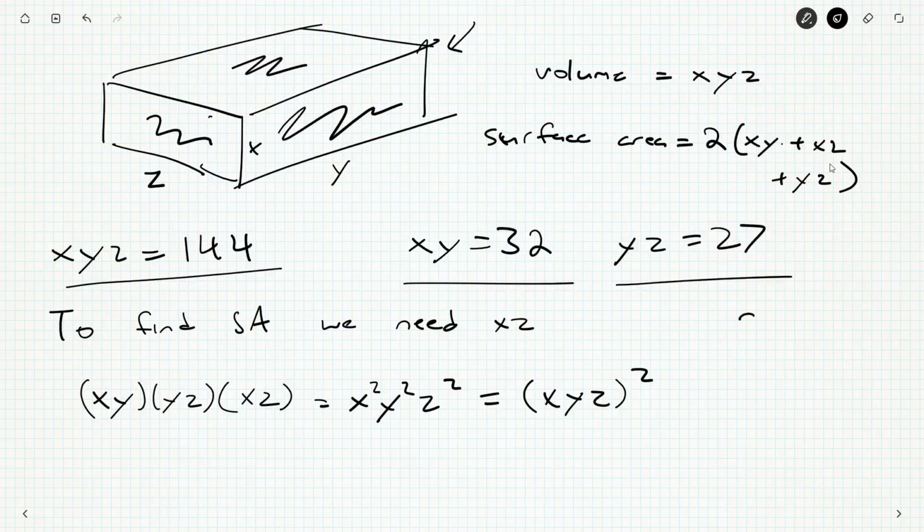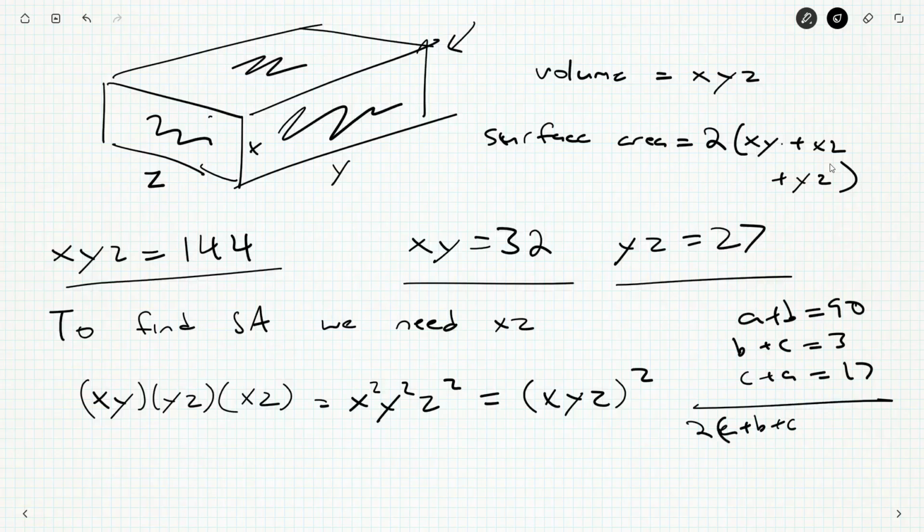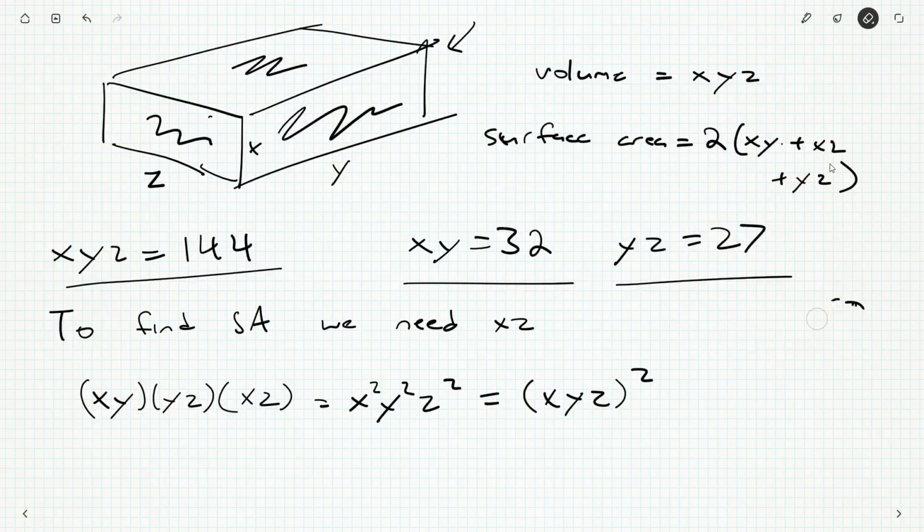Okay? You see this a lot with questions where you can write, AB is 90, B plus C is 3, and C plus A is 17. Add them all up, you'll get an expression for twice A plus B plus C, and then divide by 2, you'll get an expression for A plus B plus C, and then you can just subtract individually and get some things. Okay? So that's a nice trick. We're just doing the multiplication version of that.